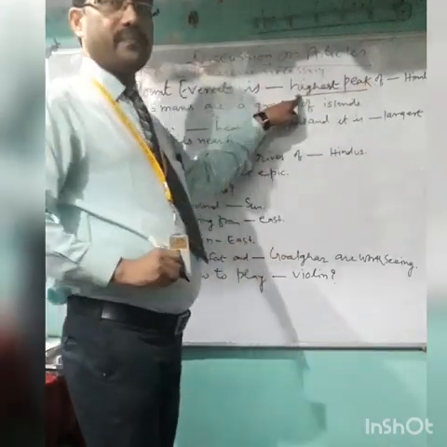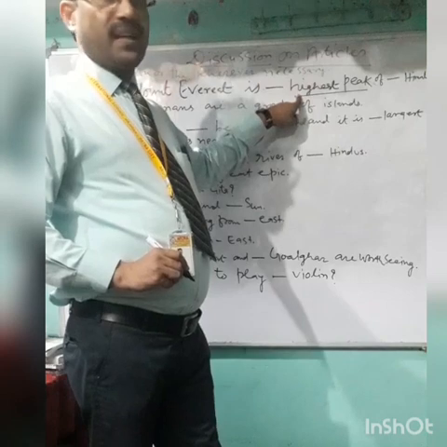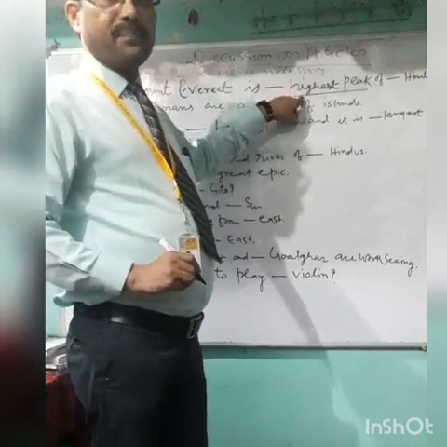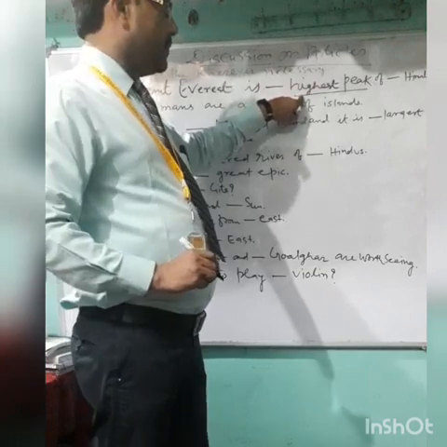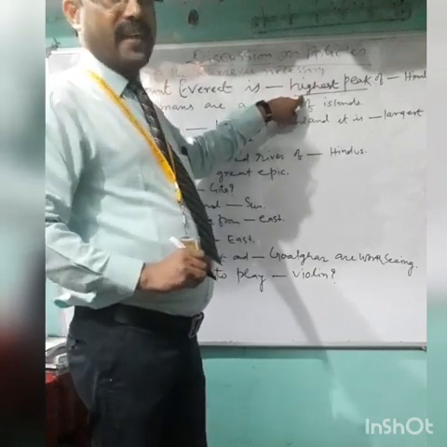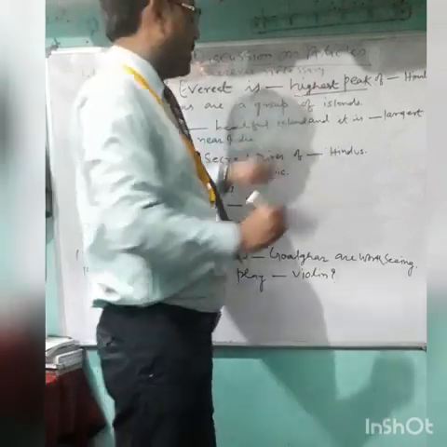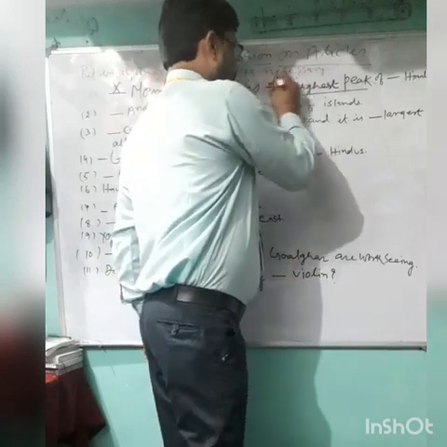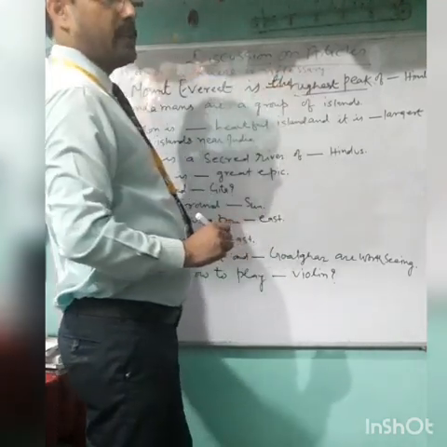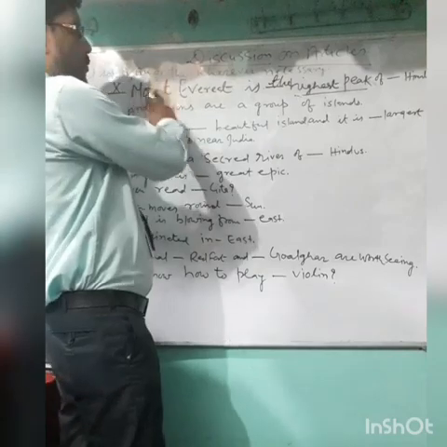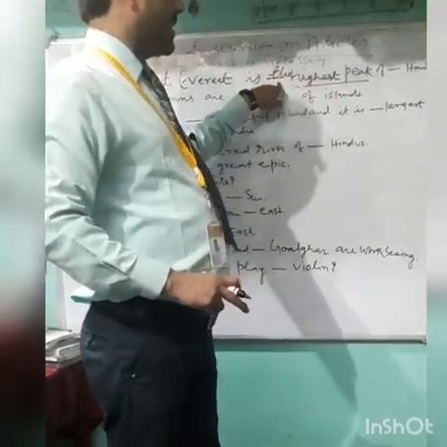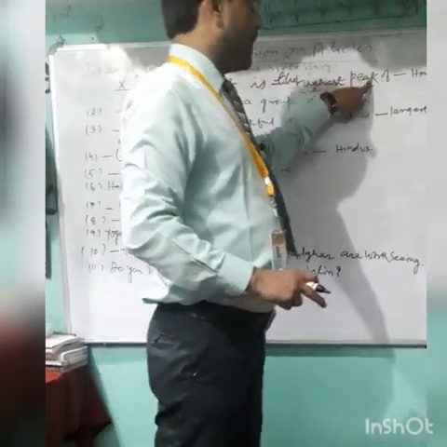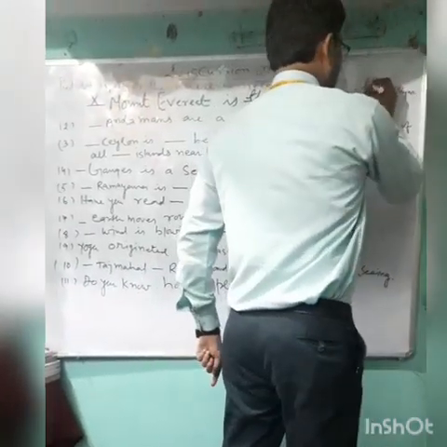Mount Everest is highest peak of the Himalayas. Highest, I have already taught you that this is superlative degree, and before the superlative degree we must place the article the. So it should be the. Mount Everest, no article because it is the name of a peak. Mount Everest is the highest peak. There is article the because it is superlative degree. Peak of Himalayas, there should be the.